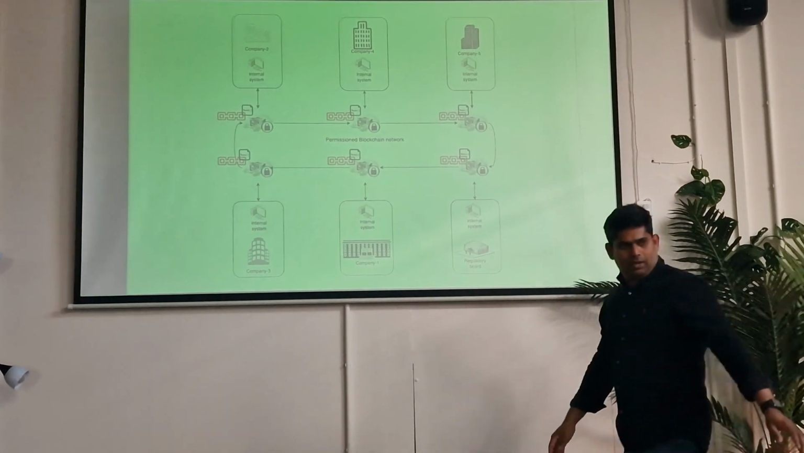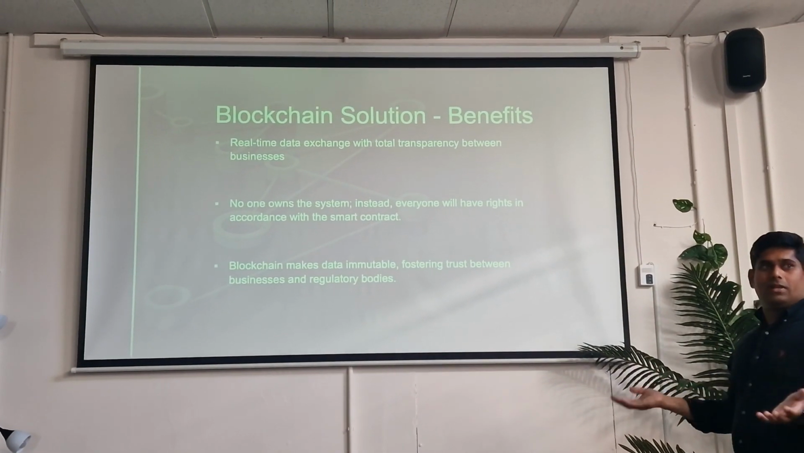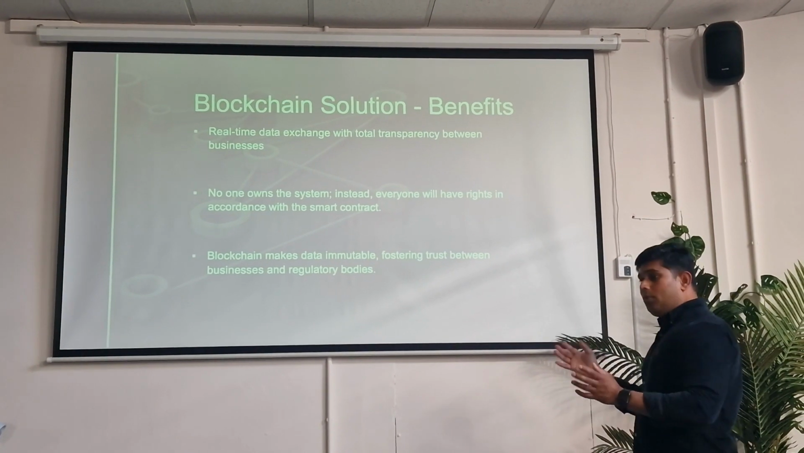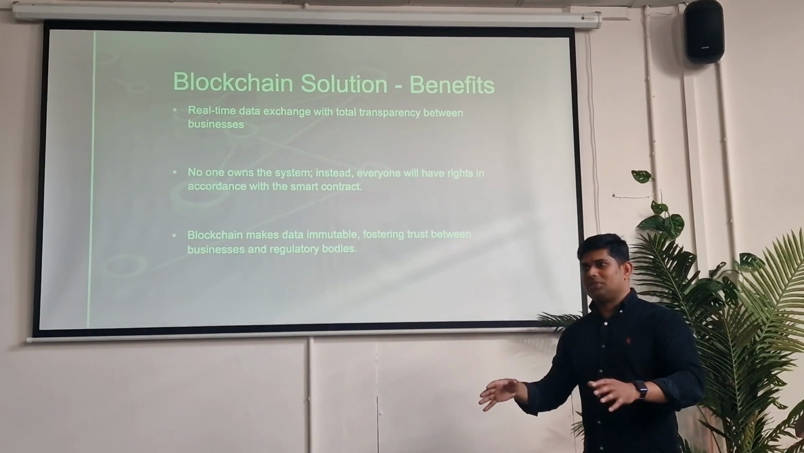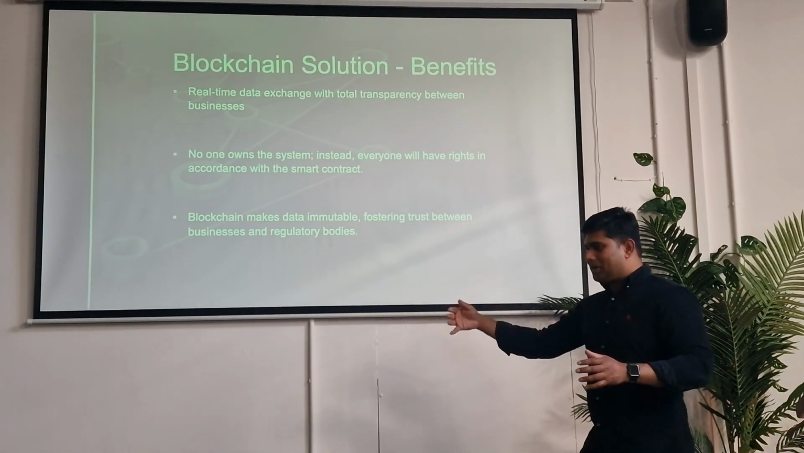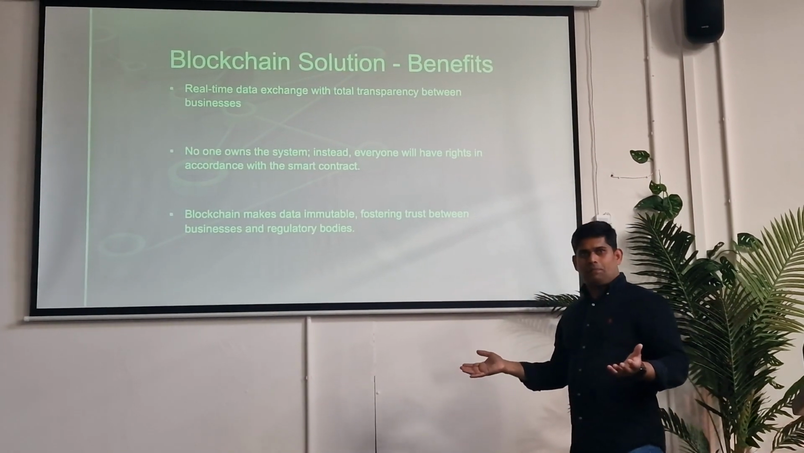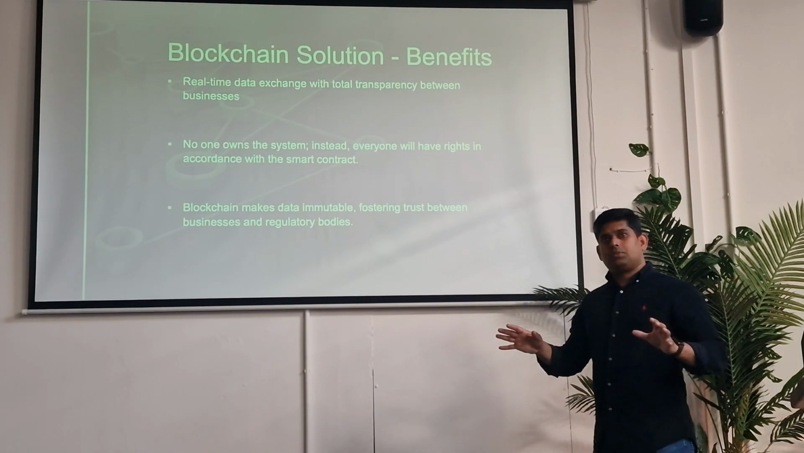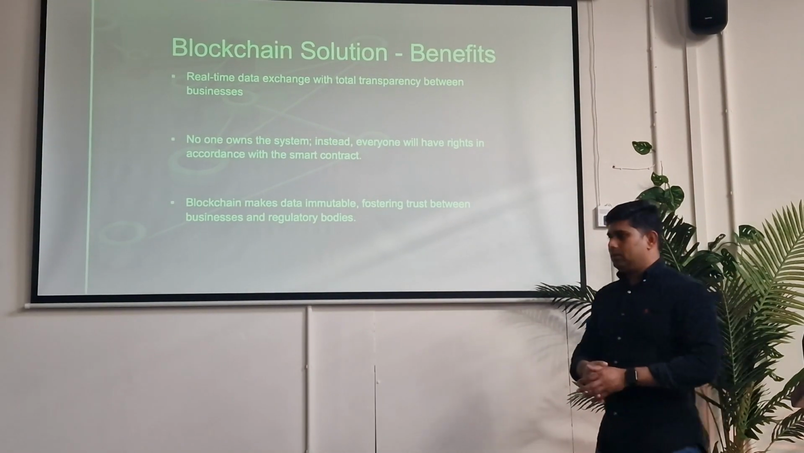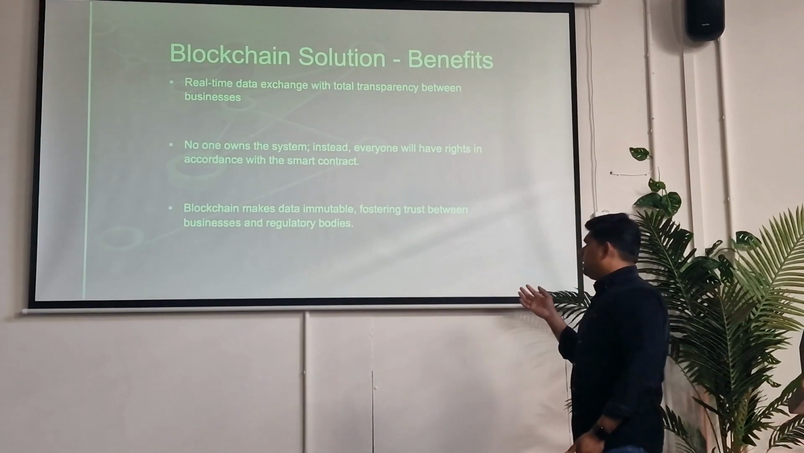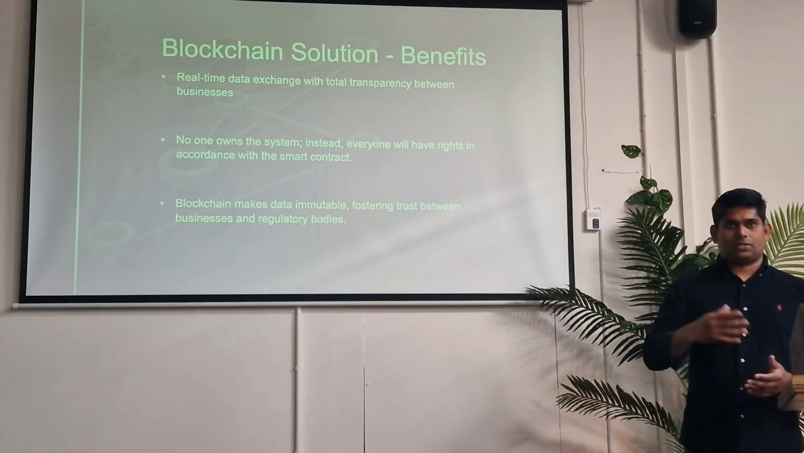So the benefit is real-time data exchange between all the businesses, transparency, and no one owns the system. This is important because normally the bigger company wants to own the system, and if another bigger company comes into the system, there will be ego and power struggles. Whereas this one is more democratic. No one owns the system because they all have the same smart contract installed, and they all have their own blockchain nodes within their systems. The blockchain makes data immutable, and that fosters trust between the businesses, and again, regulatory boards can see what's happening in real time.